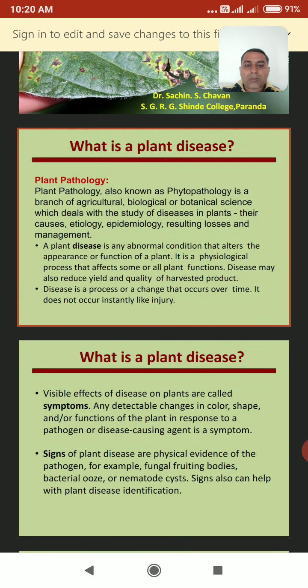Visible effects of disease on the plants are called symptoms. Any detectable changes in the color, shape, or function of the plant in response to the pathogen or disease-causing agent are also called symptoms.